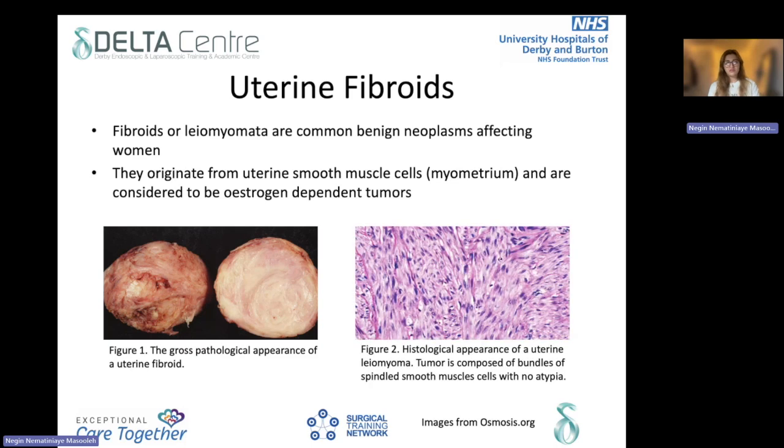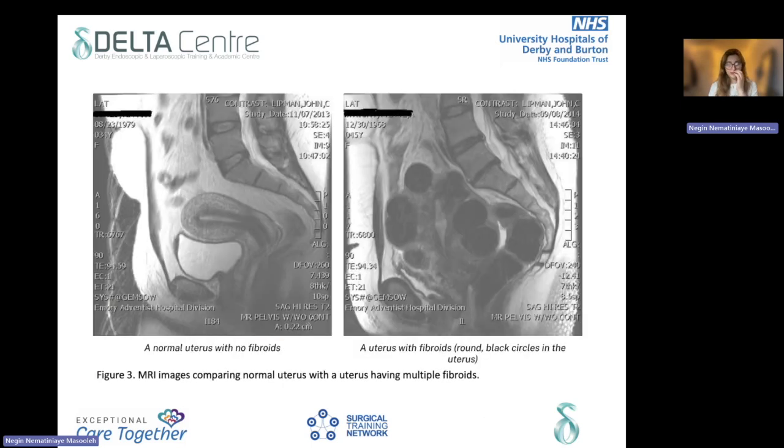The histological appearance shows that they are made of smooth muscle cells that are not atypical, as spindles of smooth muscle, as you would find anywhere else. I have this image that compares a healthy uterus with one that has fibroids. On the left image, this is the uterus, and the white organ under it is the bladder. On the right image, you can see these black circles, those are the fibroids within the myometrium of the uterus of this person.